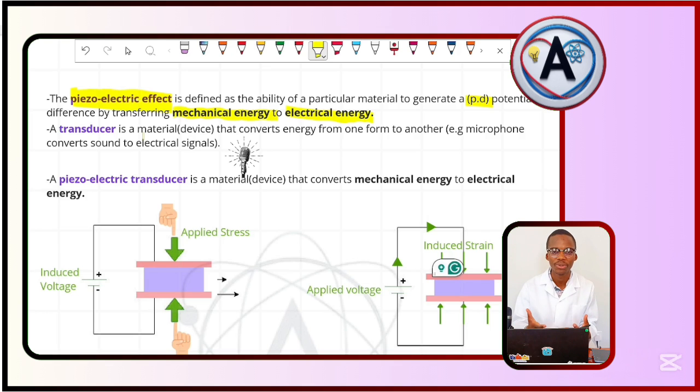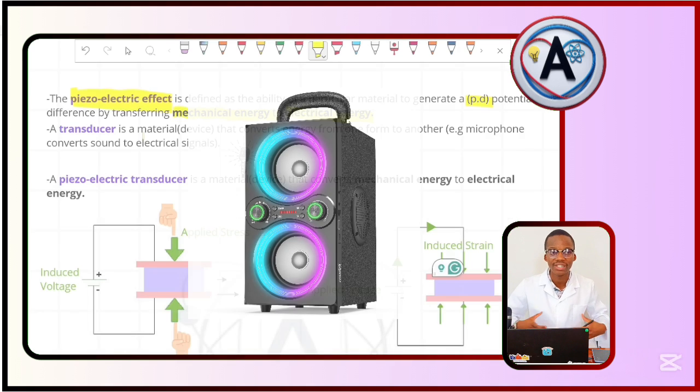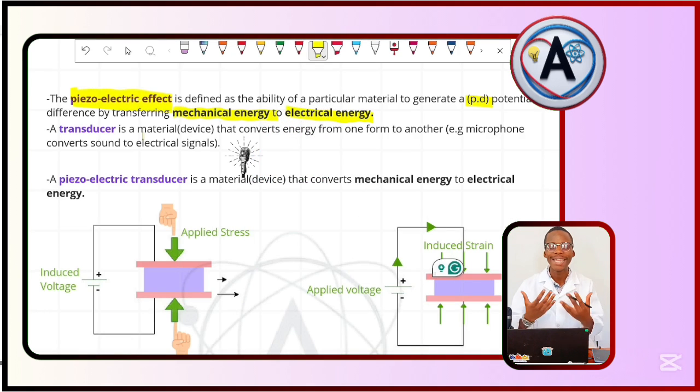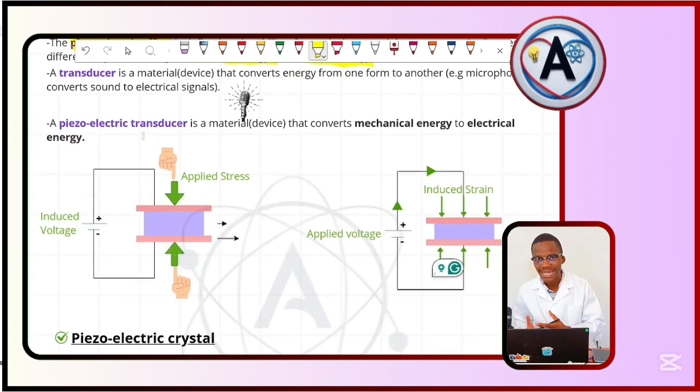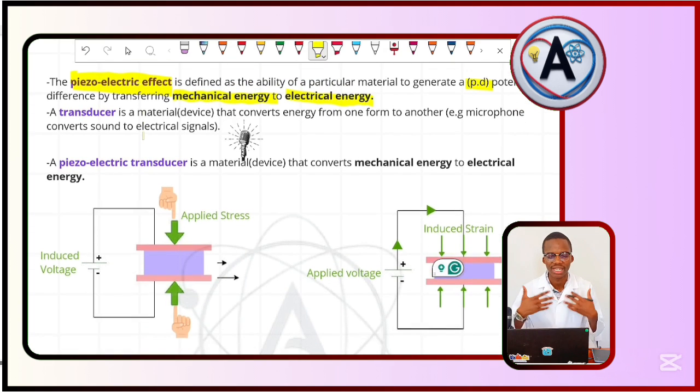So we call that an input transducer. And the speaker that you're seeing on that screen is an output transducer. It's able to convert electrical pulses into sound. So a device that can generate mechanical energy from electrical energy, as well as electrical energy from mechanical energy, is going to be called a piezoelectric transducer. That is a material that can allow that to happen. That is what I refer to as the piezoelectric effect.